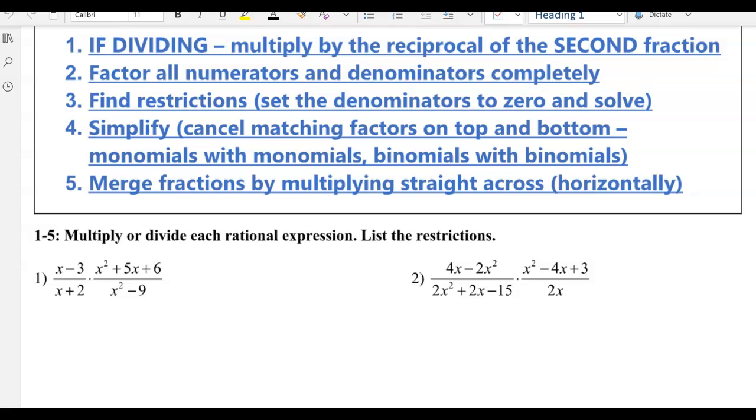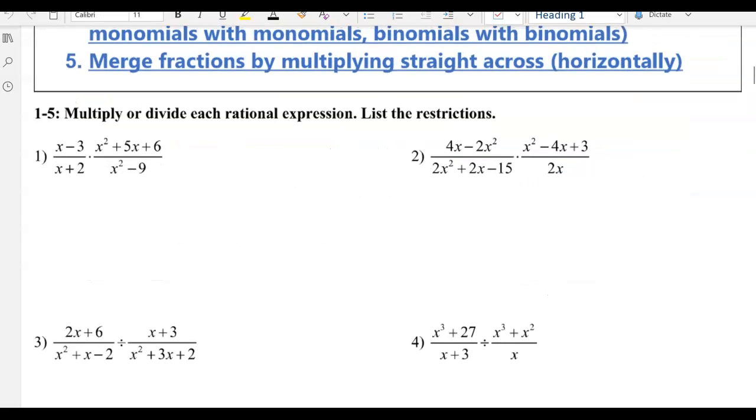Ava, can you help us with instruction for examples 1 to 5, please? Awesome. Okay. Number 1 says (x minus 3) divided by 2, divided by (x plus 2), then multiply by (x squared plus 5x plus 6) divided by (x squared minus 9).